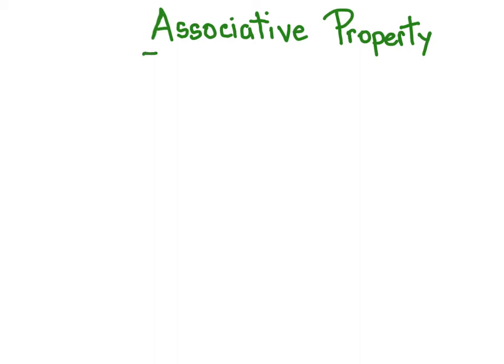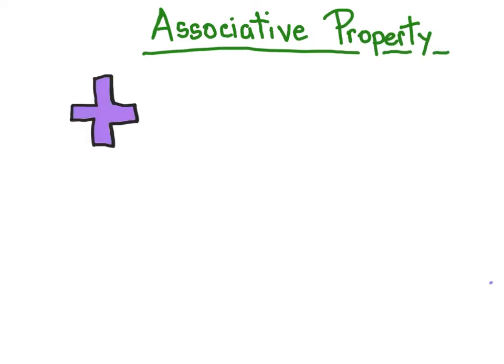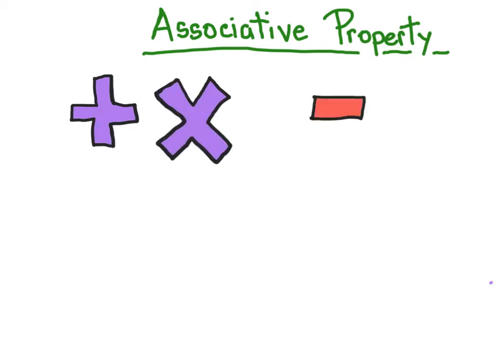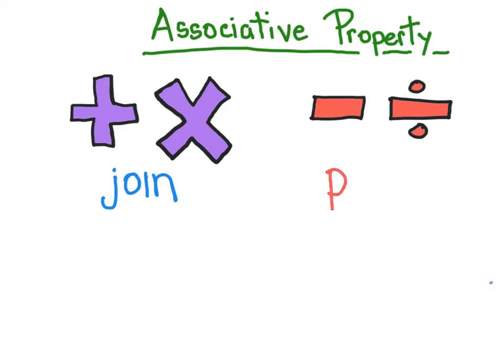Aloha. Today we are going to talk about the associative property. Now, the associative property works for addition and multiplication. It does not work for subtraction nor division, because addition and multiplication join numbers and groups, while subtraction and division break apart numbers and groups.